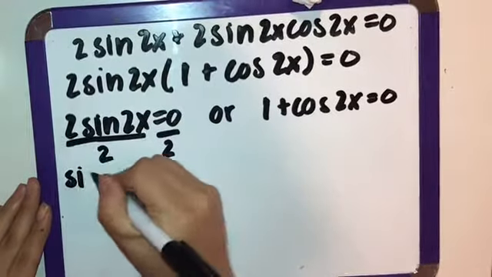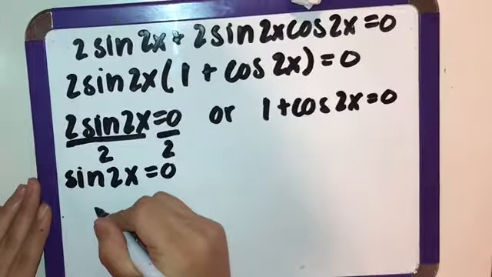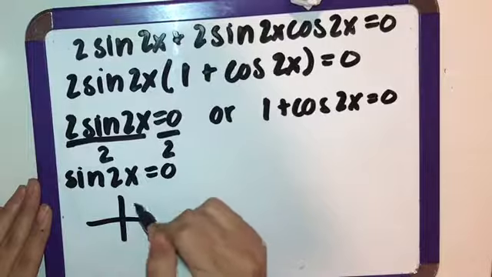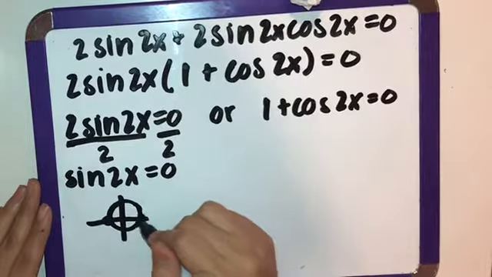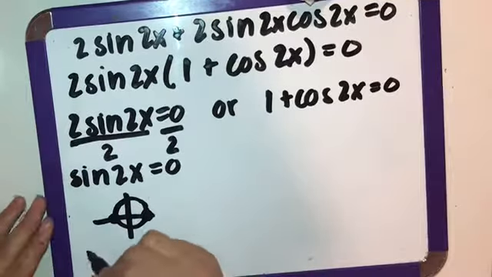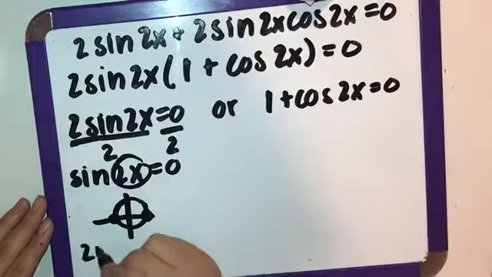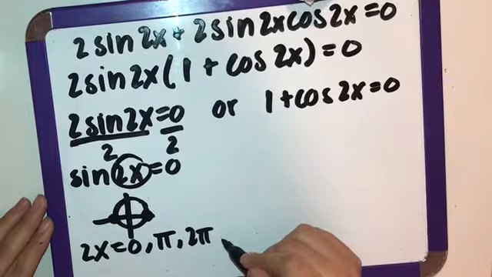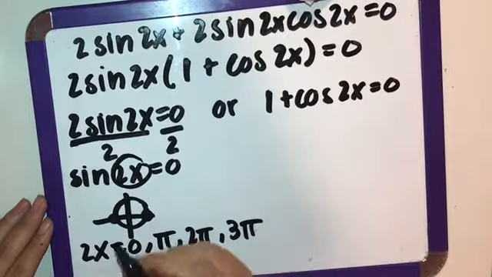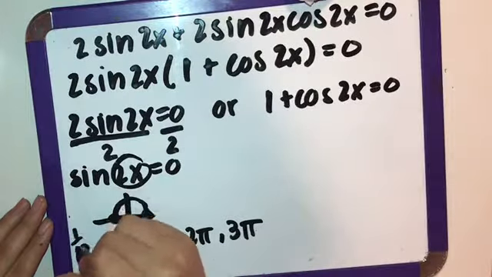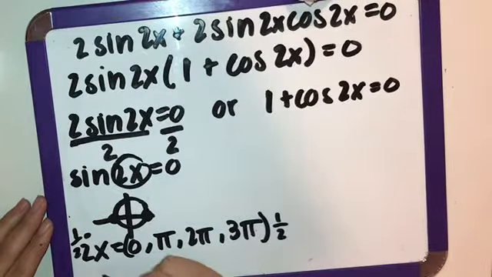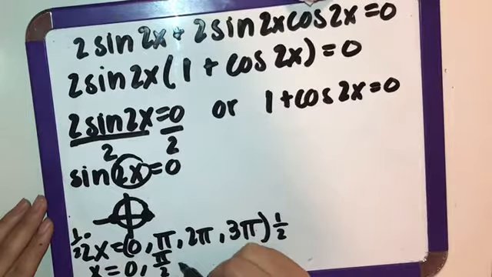We can divide by 2 on both sides and have sine 2x equals 0. We can refer to the unit circle where between 0 and 2 pi, sine 2x is at 0 and pi. We need another revolution. Therefore, 2x can also be 2 pi and 3 pi. Since we have 2x equals 0, pi, 2 pi, and 3 pi, we have to multiply by 1/2 on both sides to isolate x. By doing this, all the values of x are in the interval 0 to 2 pi. So now we have x equals 0, pi over 2, pi, and 3 pi over 2.